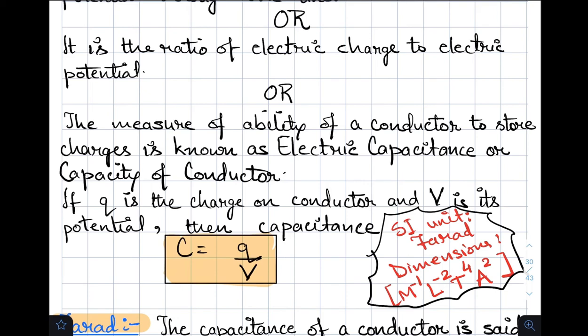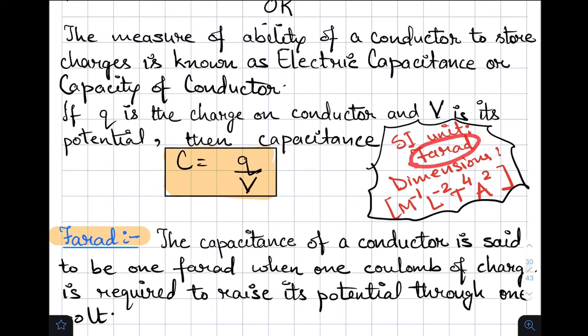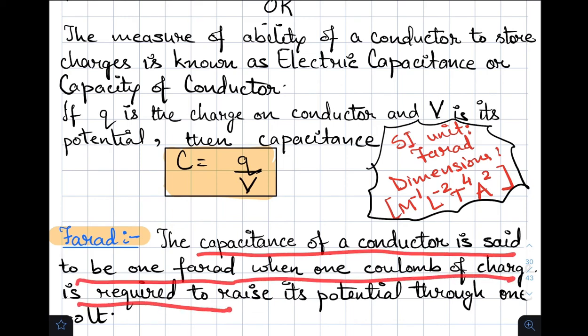The SI unit of capacitance is farad and its dimension is M^-1 L^-2 T^4 A^2. If we have to define a farad, capacitance is equal to 1 farad when 1 coulomb of charge is required to raise the potential by 1 volt. So the capacitance of a conductor is said to be 1 farad when 1 coulomb of charge is required to raise its potential through 1 volt.